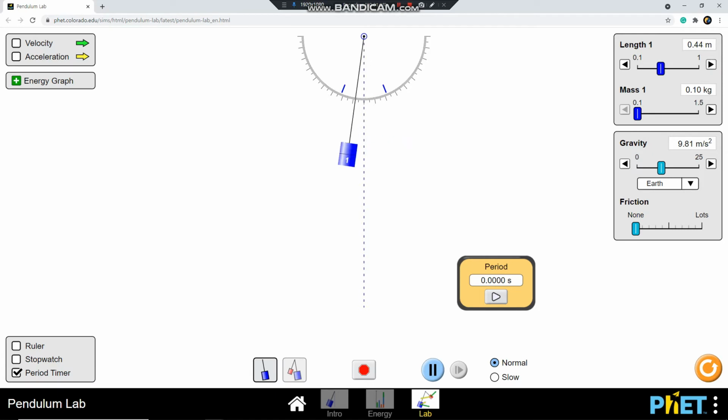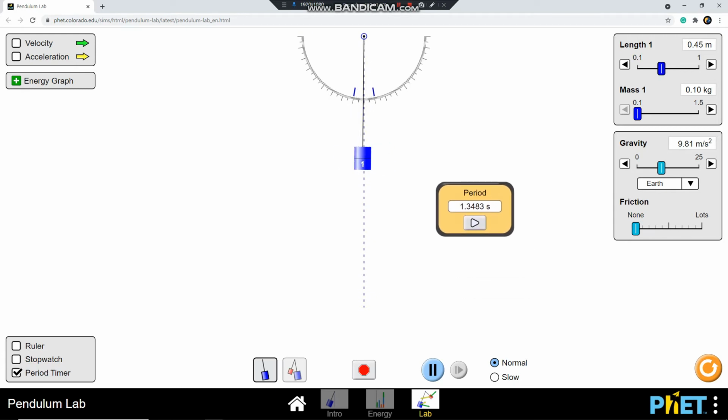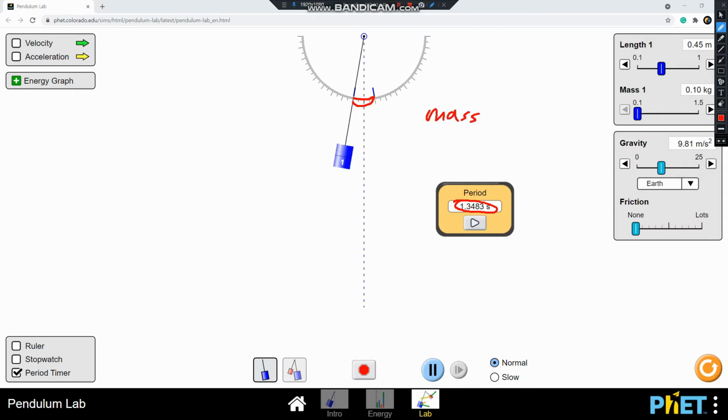So let's set it to 0.45 and put it at 10 degrees. Let go. Let's check the period. It says 1.34. 1.34 seconds is the time the pendulum traveled until here and then came back again. And as I mentioned before, mass doesn't matter.